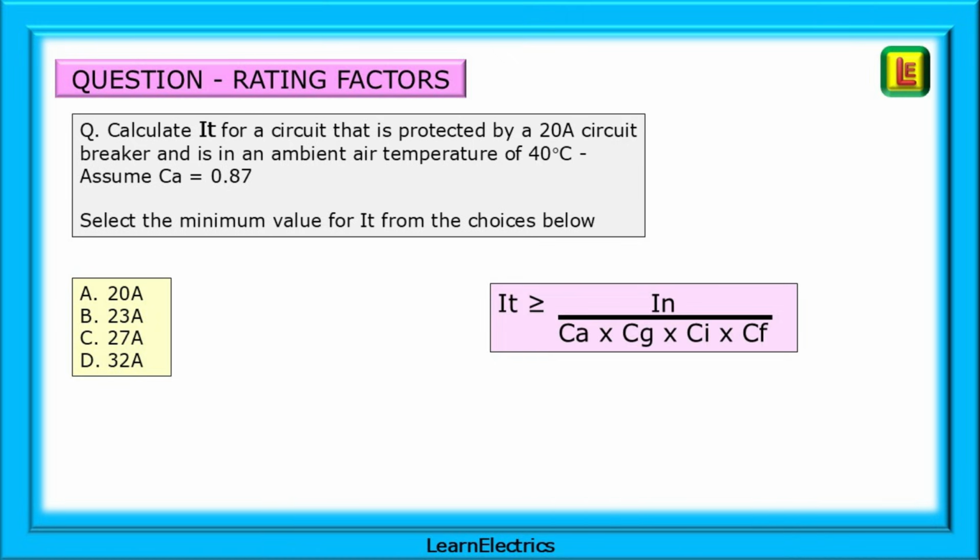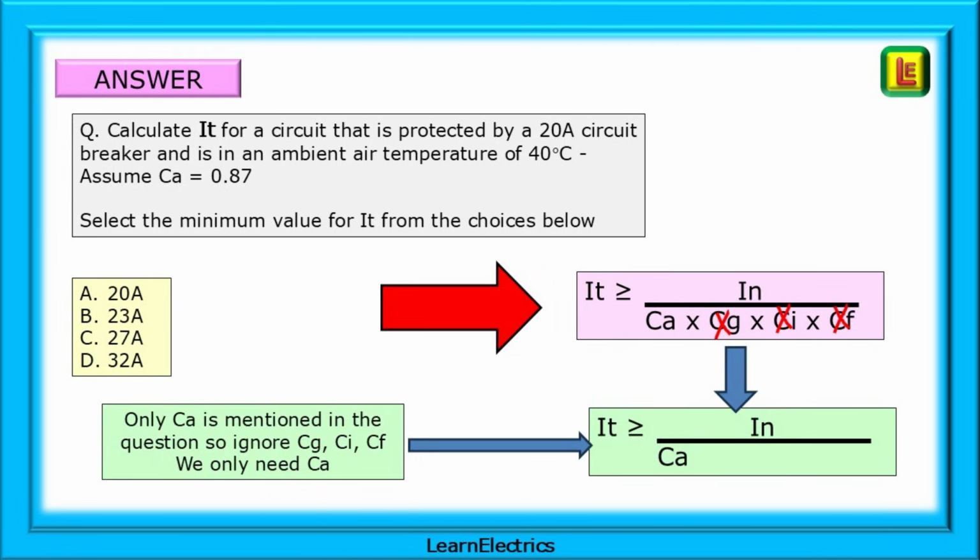The exam question will normally give you the data to enter. Your job is to remember where to find the formula and to make the calculation. The red arrow is pointing to the formula. The question only requires one C factor to be applied, which is CA. Therefore, we do not need CG, CI or CF.